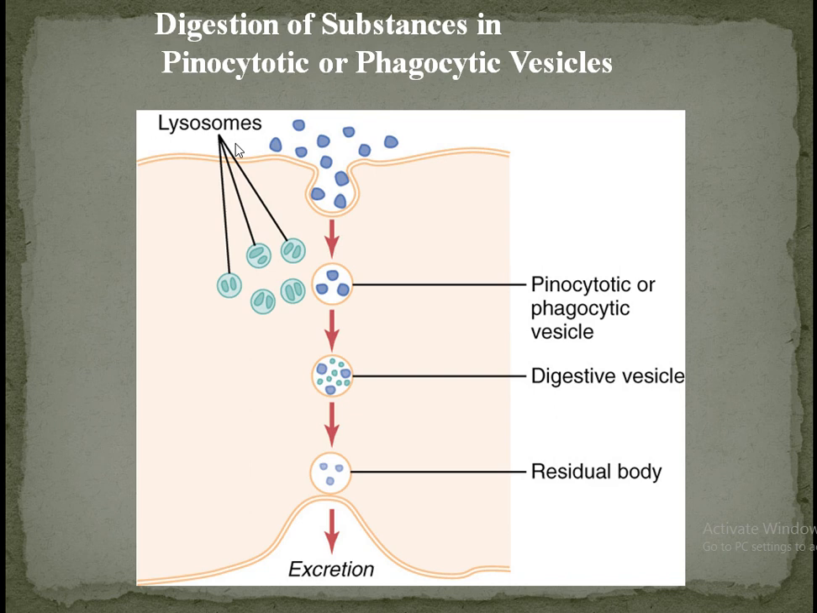hydrolytic enzymes and digestive enzymes which act on the digestive vesicle so that they degrade or break all the substances into smaller pieces to be easily digested. Then the digested part gives energy to the cell and the waste material is excreted out of the cell. This is the whole process of phagocytosis, and it is assisted by the lysosome to be digested properly.